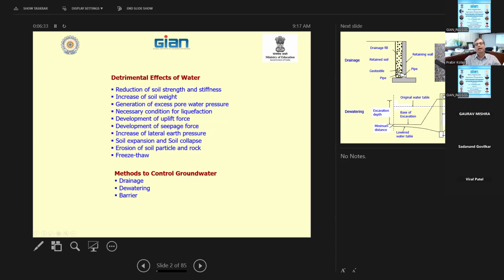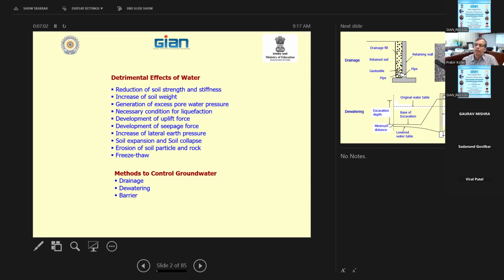So now, as I mentioned, it is to get rid of the water, right? So dewatering technique. So first thing is, what is the detrimental effect of water? In geotechnical engineering, it reduces the soil shear strength and stiffness. It increases the soil weight, sometimes, because the soil is saturated, the unit weight is increased. Generation of excess water pressure, that you don't want.